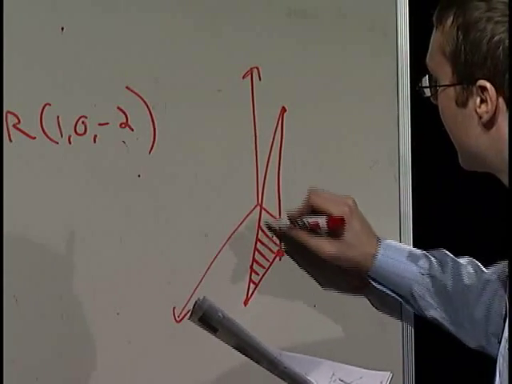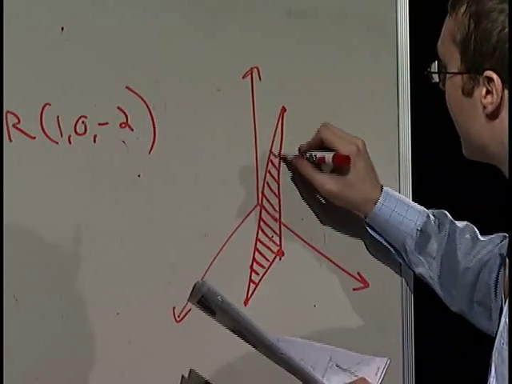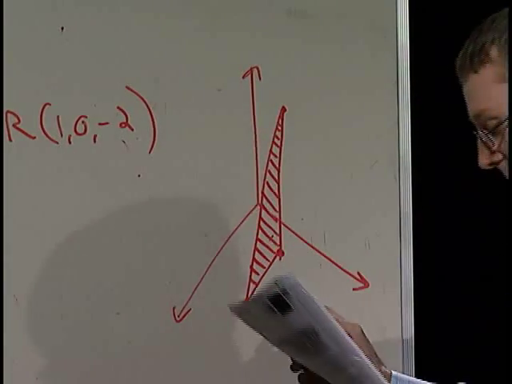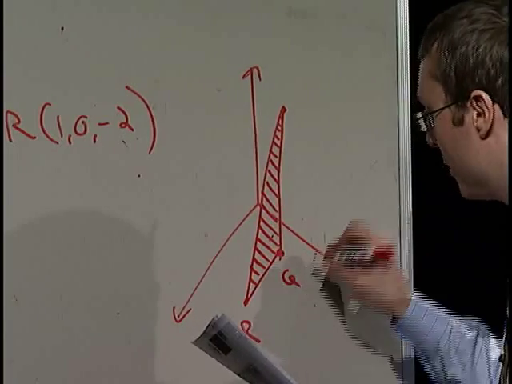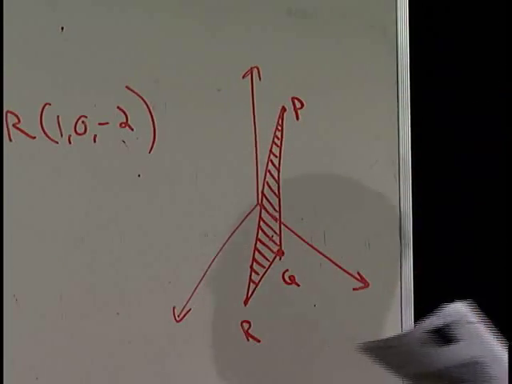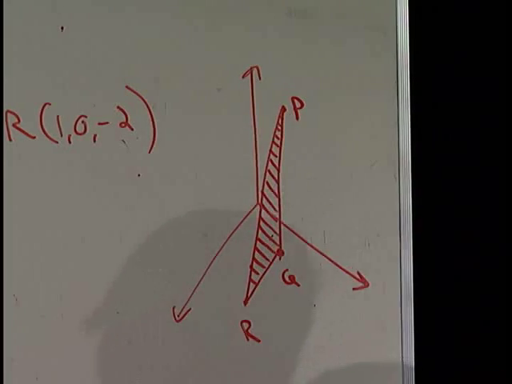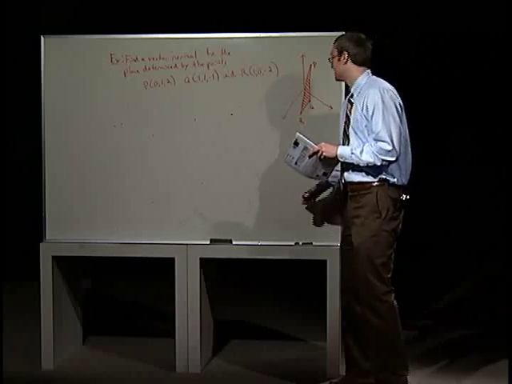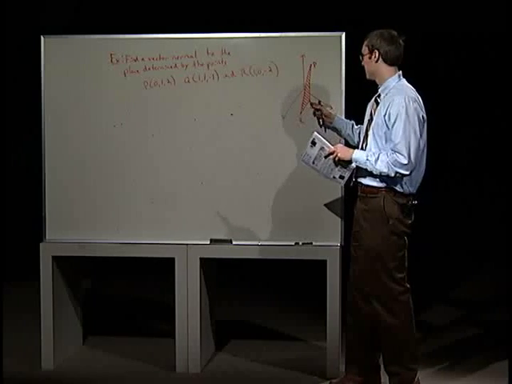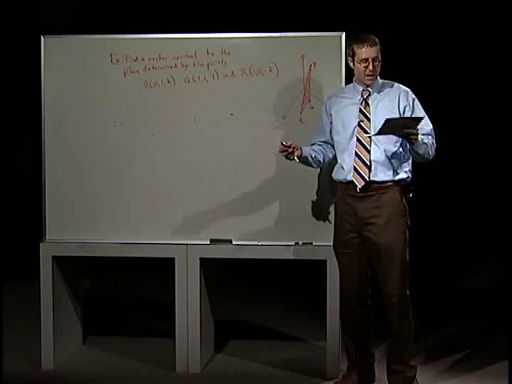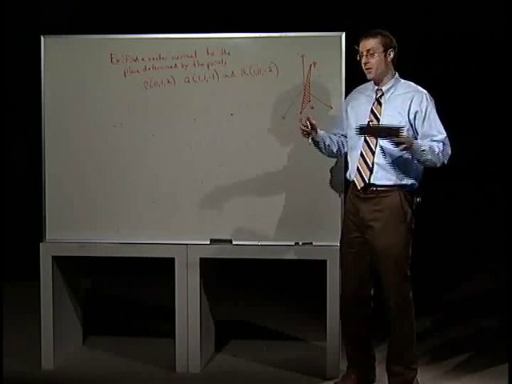And there's probably your plane. What do I have my points labeled? That's R, Q, and that's P. So we want a vector that's perpendicular to that plane. Well, what we know is here are 2 vectors, RQ and QP, and we know that the cross product is normal to both of those.